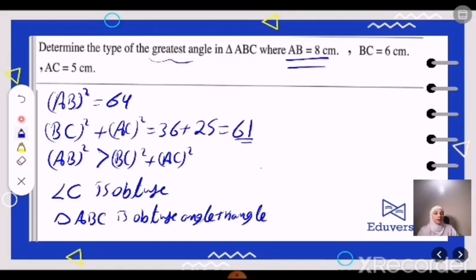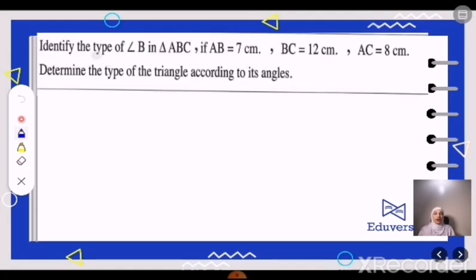Let's see another example. Identify the type of angle B in triangle ABC, if AB is 7 cm, BC is 12 cm, AC is 8 cm. So to get the type of angle B, it's not the angle which is opposite to the longest side. No, it's just angle B, which is opposite to side AC. So first of all, I will get AC to the power of 2, 8 power 2, which is 64.